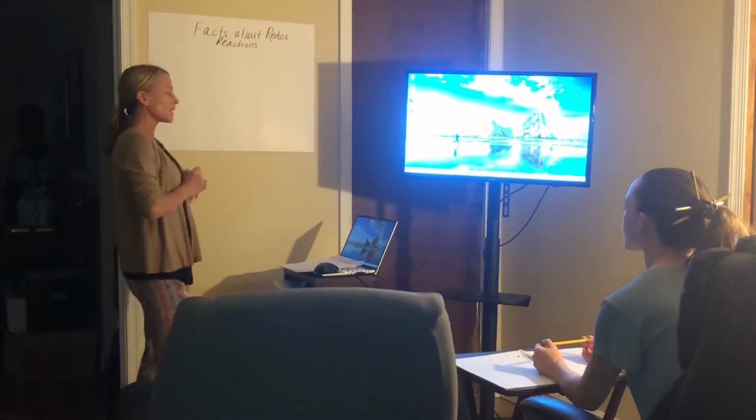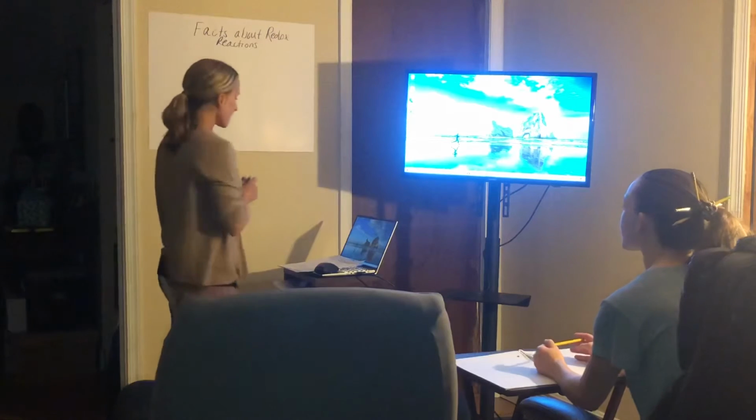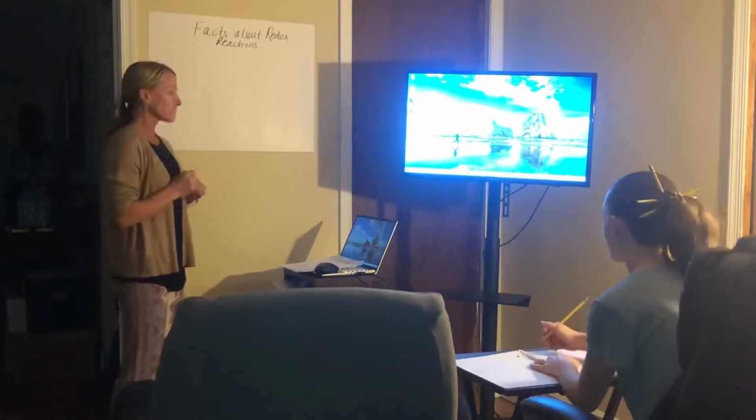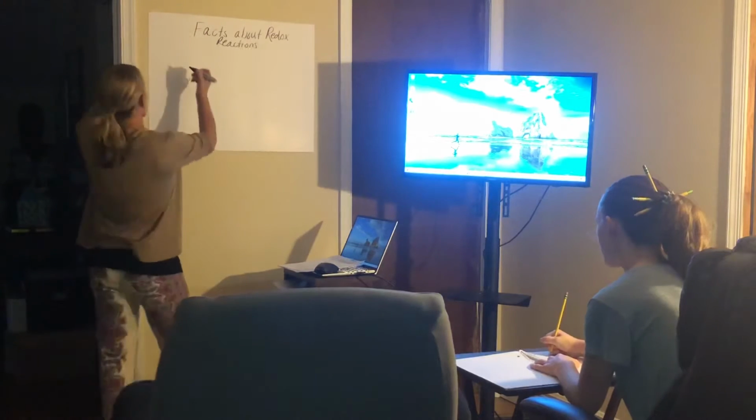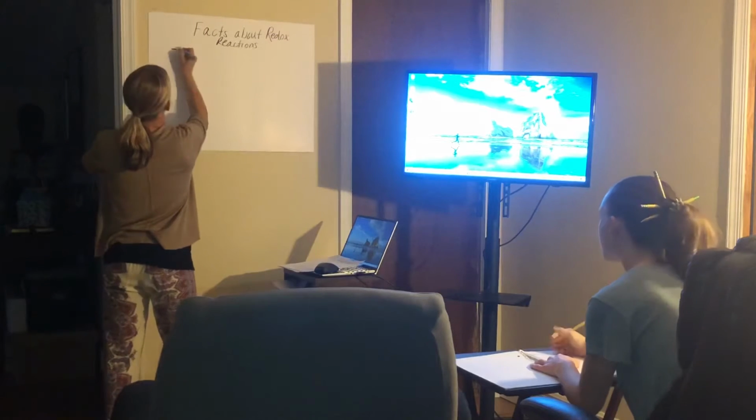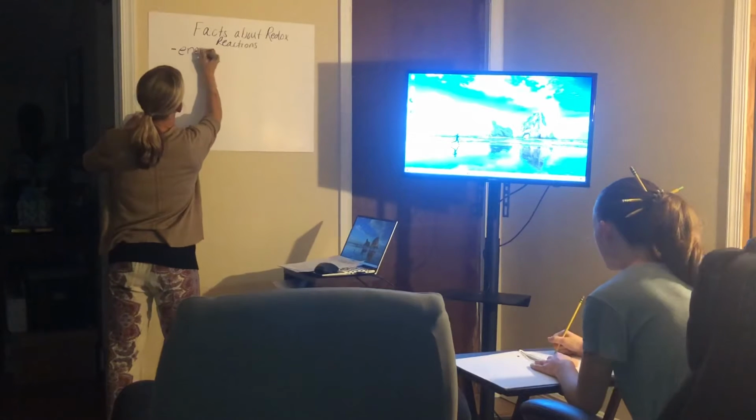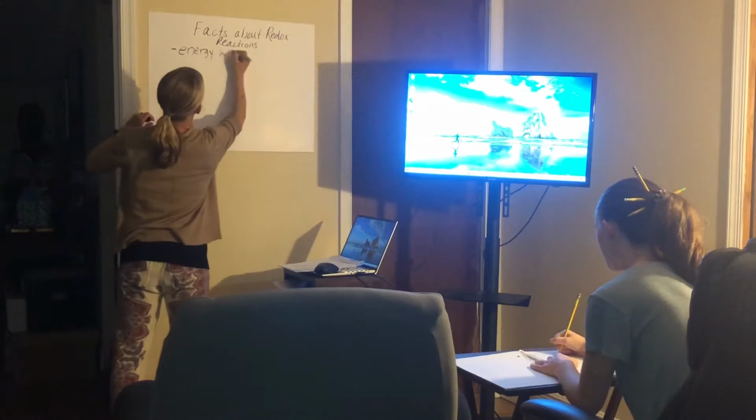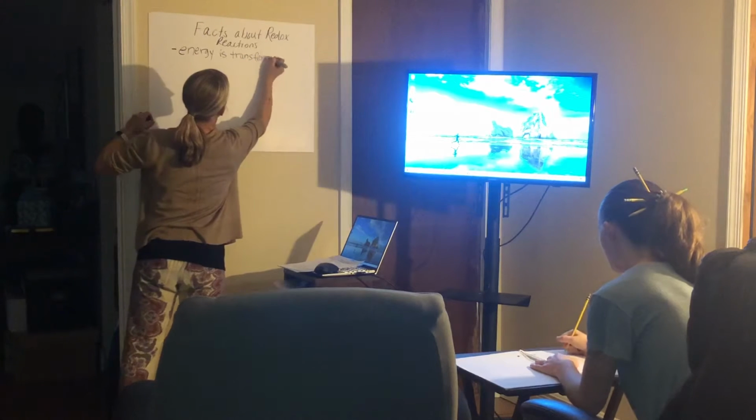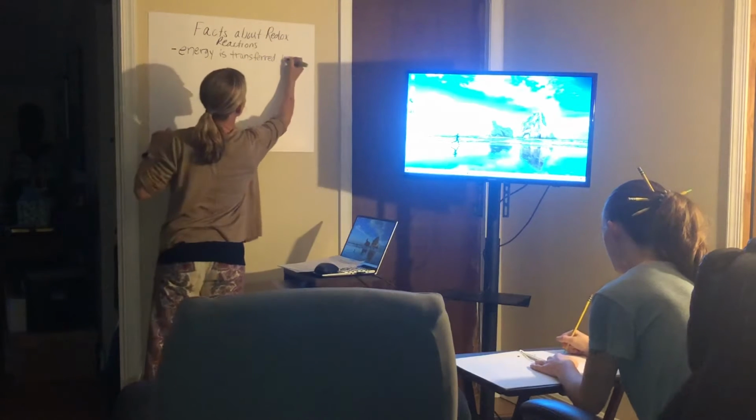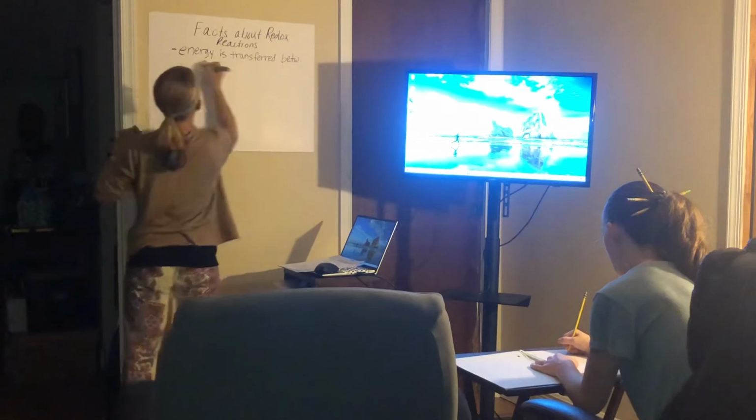So what is actually happening is that energy is transferred between substances through the transfer of electrons. So let's write that down. Energy is transferred between substances. I'm going to abbreviate that.